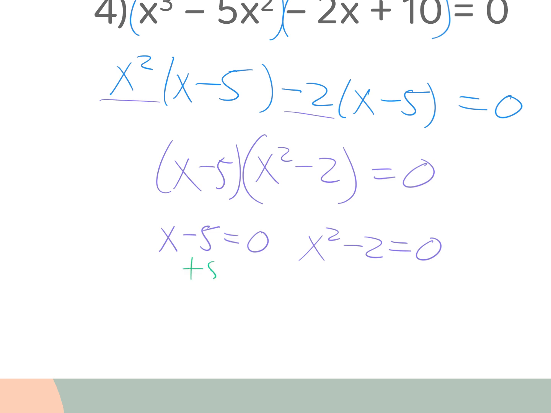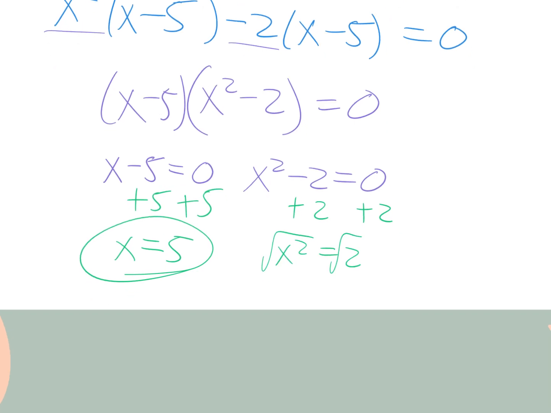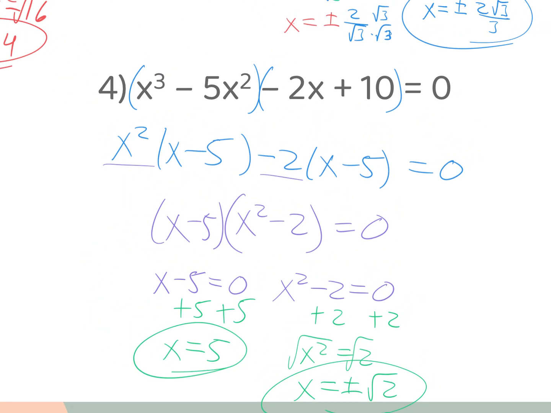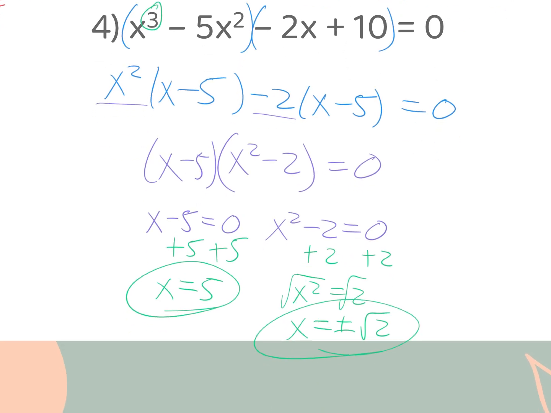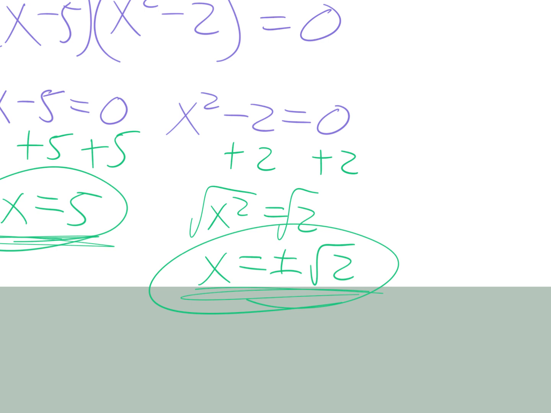And now to get one of your answers, you just want to add 5 on both sides, and you get x equals 5. For one of your other answers, you can add 2 on both sides, and we get x squared equals 2. To get your answers here, you want to square root both sides. You should get x equals plus or minus the square root of 2. So your highest exponent here is 3, so you should expect 3 answers. x equals 5 is one of them, and 2 of your answers came from this plus or minus: one is positive square root of 2, and the other one's negative square root of 2.